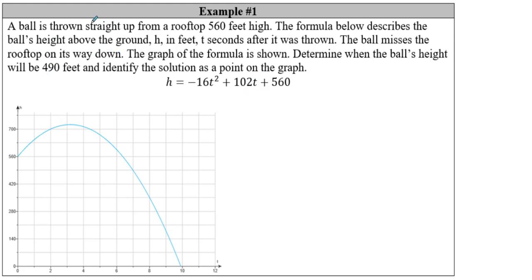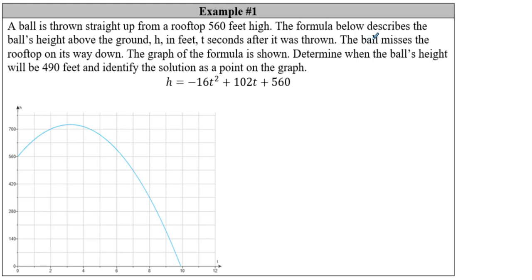A ball is thrown straight up from a rooftop, 560 feet high. The formula below describes the ball's height above the ground, H in feet, T seconds after it was thrown. So we got our two variables. H is our height in feet, and then T is our time in seconds. Okay, so very important to remember that.